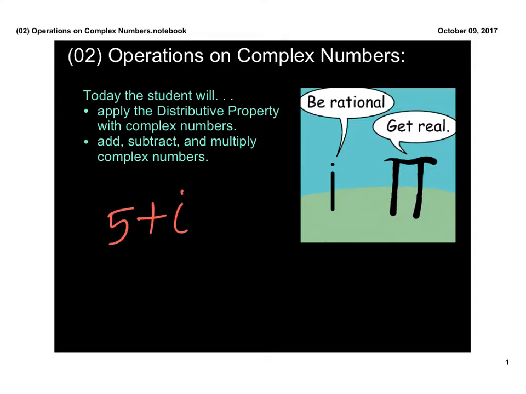Is just the number 5 a complex number? Yes. Remember, complex number is everything you can think of. Why is 5 complex? Because I could say 5 plus 0i. So every number you can think of, whether it's real or imaginary, is a complex number.